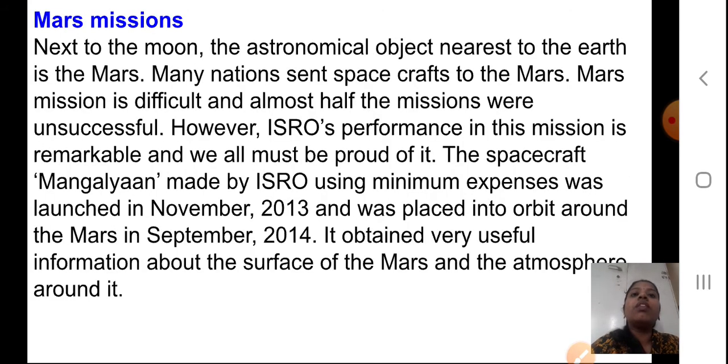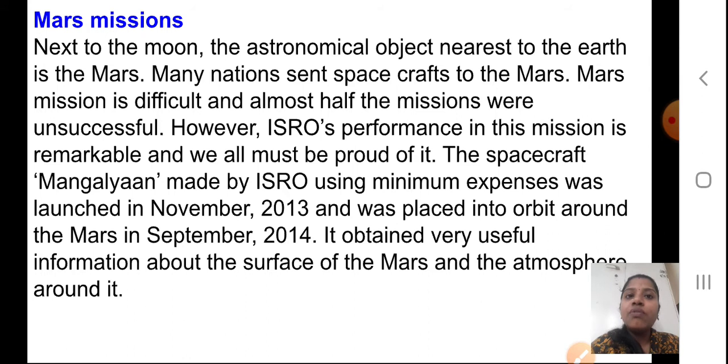So now we will see the Mars mission. Next to the moon, the astronomical object nearest to the Earth is Mars. Many nations have sent spacecrafts to Mars. Mars mission is difficult and almost half the missions were unsuccessful. However, ISRO's performance in this mission is remarkable and we all must be proud of it.